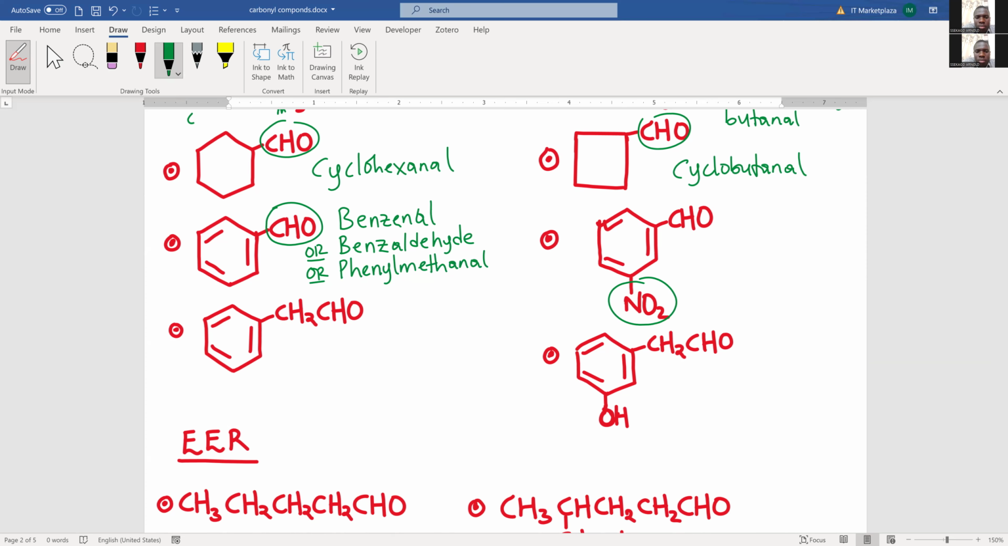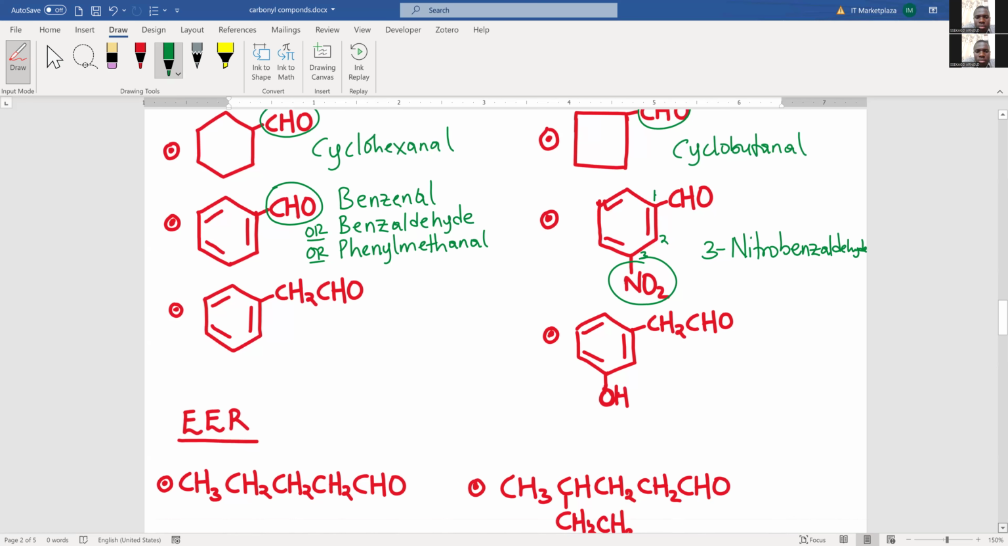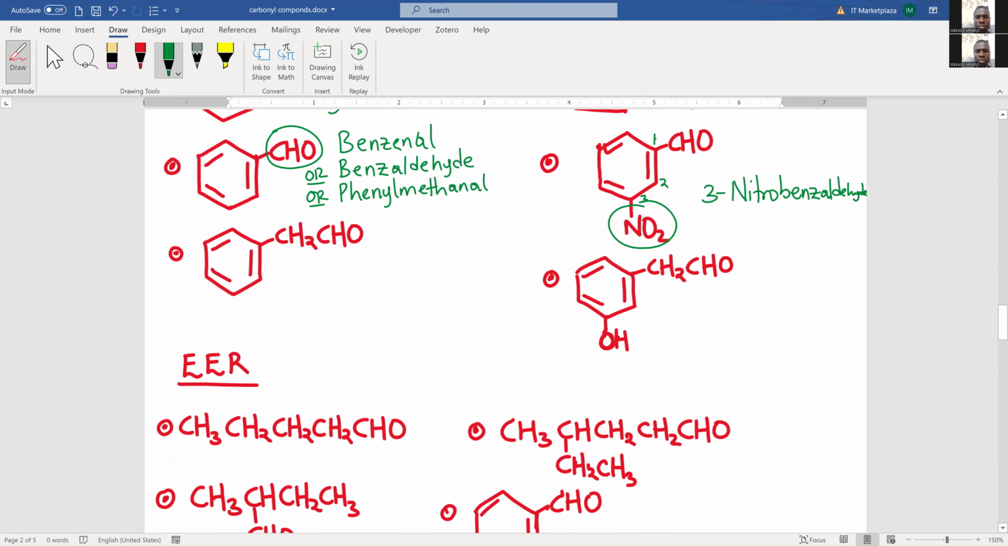Now considering NO2, this is 1, 2, 3. Therefore the name becomes 3. At 3 I have NO2, which is a nitro group. So this is 3 nitro benzaldehyde. Here I don't have space, but it is one name. 3 nitro benzaldehyde.